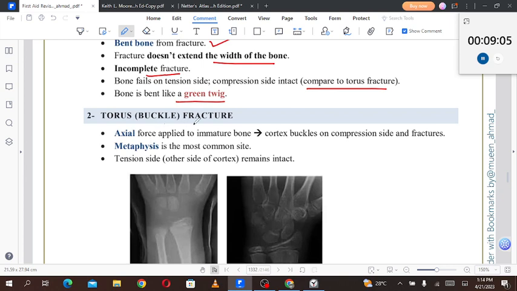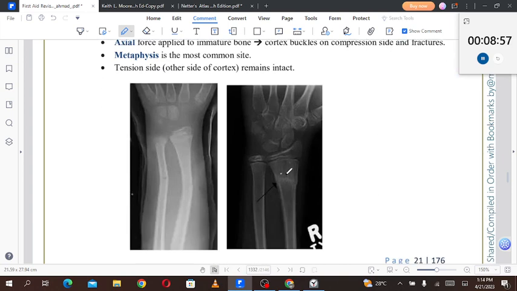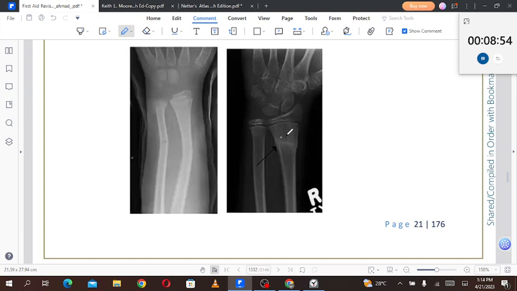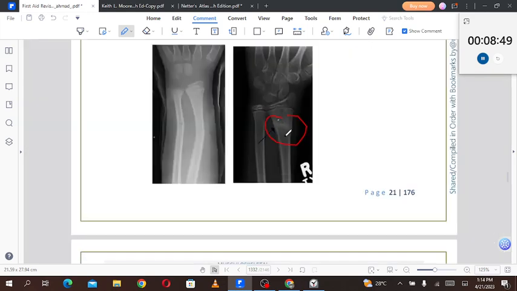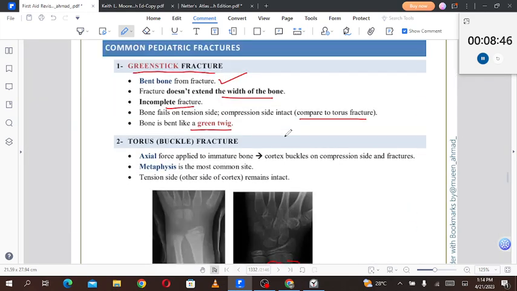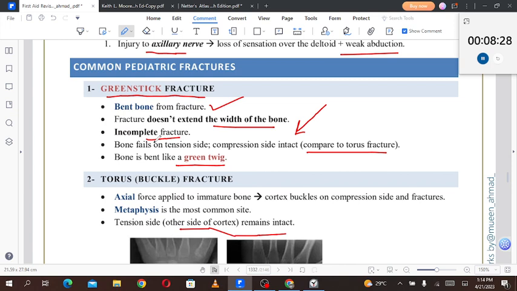Then we have the torus or buckle fracture. Axial force applied to the immature bone. The cortex buckles on the compression side and fractures, like this one over here maybe. While over here, the compression side is intact. In the greenstick fracture, the compression side is intact, while in the torus or buckle fracture, the cortex buckles on the compression side and fractures. The metaphysis is the most common site, and on the tension side, the other side of the cortex remains intact. So what's that? Tension side.